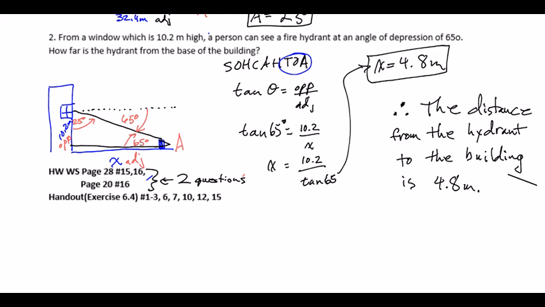It's exercise 6.4. And you're going to do questions number 1 to 3, 6, 7, 10, 12, and 15. You can do these questions over the next day and a half. So tonight, I want you to do 2 of the questions. Tomorrow, you and your partners are going to be working on 3 through 15. That is on the handout page. Good luck.